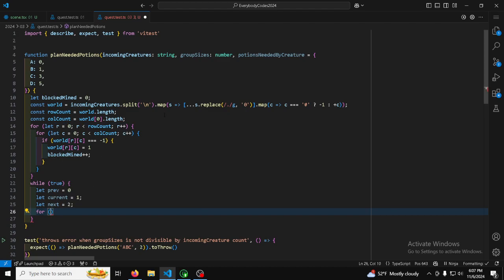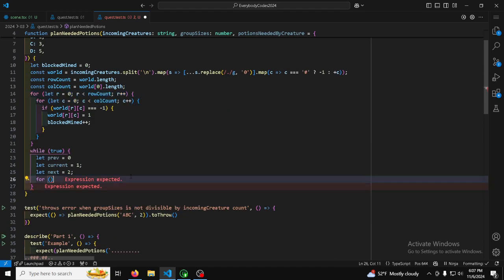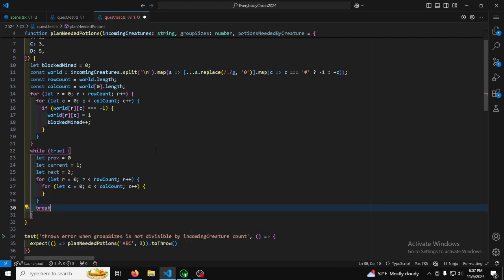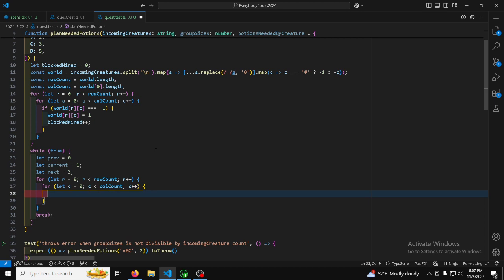For, now I need to do my full loop. Then for each of them, I'll need to do cardinals. For RC, drop that. So a break here, because I don't want my computer to explode. For const n of RC, so I need to pair these up. And this is going to be neighbor R, neighbor C, and R and C.